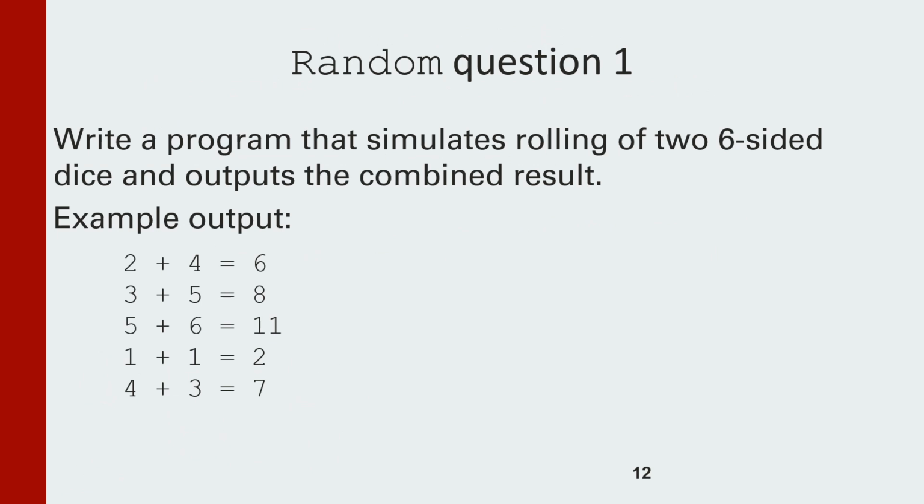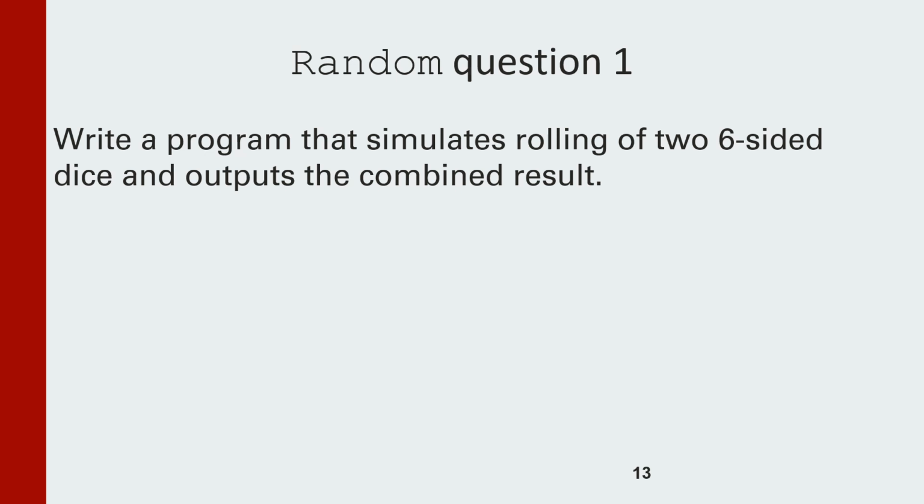So let's end this lesson on random and test our understanding by writing a program that simulates rolling 2 6-sided dice and outputting the combined result. For example, you could have the output of 2 from your first die roll and 4 from the second one, and so your program would output 6. So take a moment, pause this video, try it out, write some pseudocode, and then let's see what the answer is. I will show you.